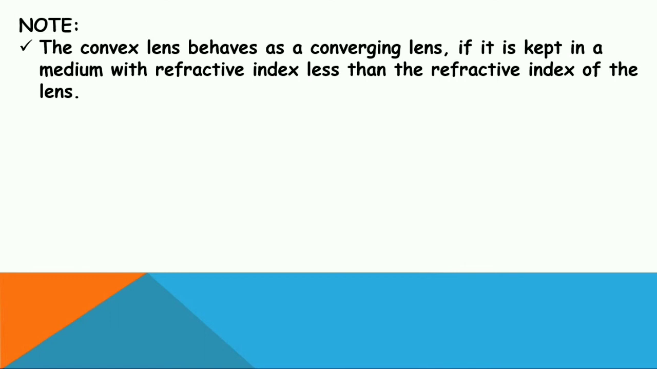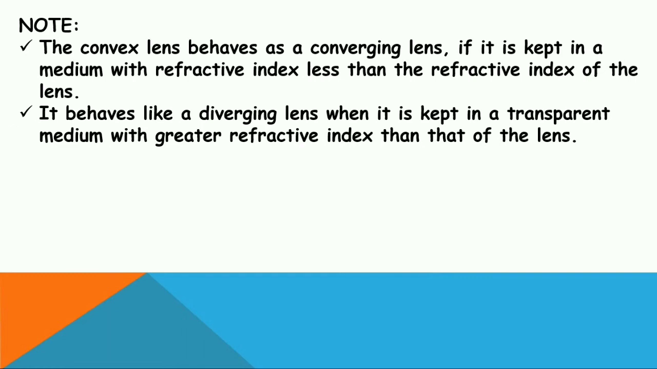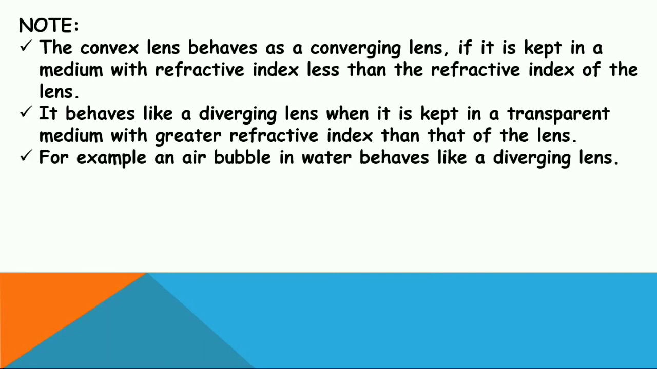Note, a convex lens behaves as a converging lens if it is kept in a medium with refractive index less than the refractive index of the lens. It behaves like a diverging lens when it is kept in a transparent medium with a greater refractive index than that of the lens. For example, an air bubble in water behaves like a diverging lens.